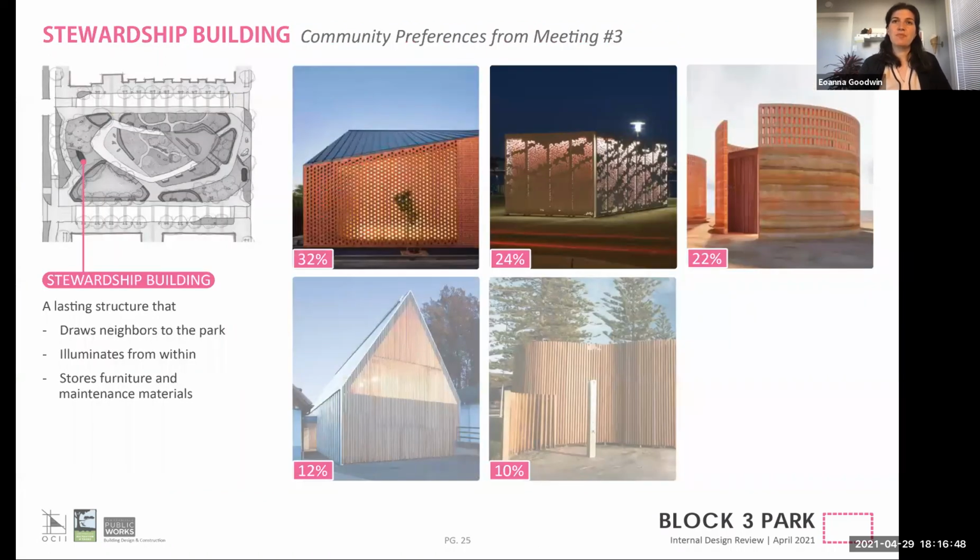During the last community meeting, we took a poll to have a general idea of your preferences. Overall, we found that a lasting structure that draws neighbors to the park, illuminates from within, and that can store furniture and maintenance materials was desired. The 3 images on the top of the page were those that received the most votes. We used these results to further explore form and material.